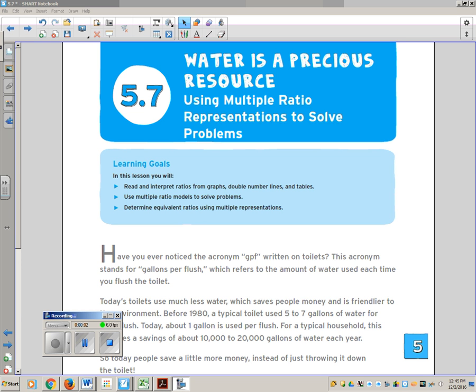Chapter 5, Section 7, coming down to the home stretch. Finishing up this chapter. It's almost time for a holiday break.